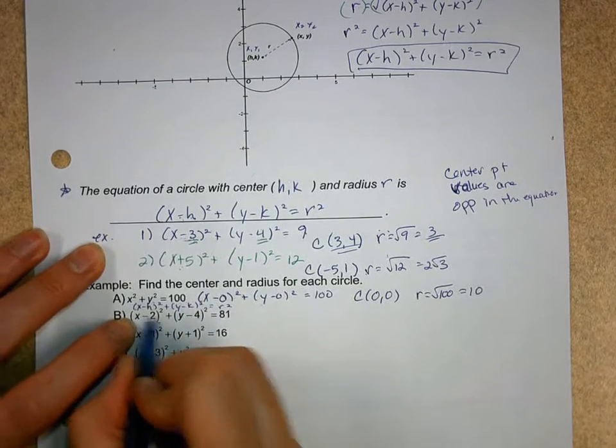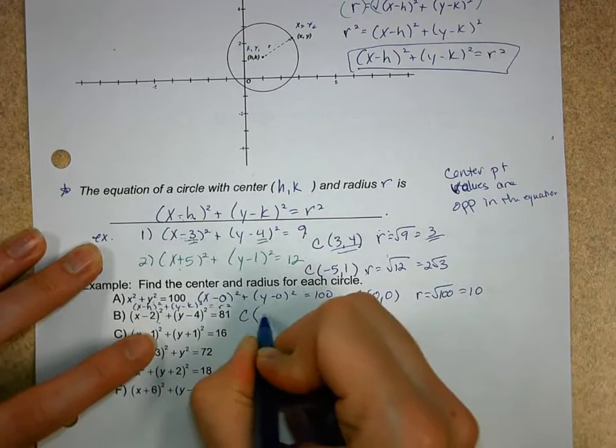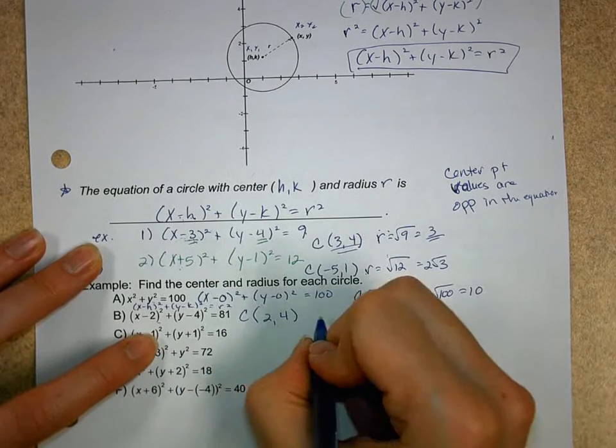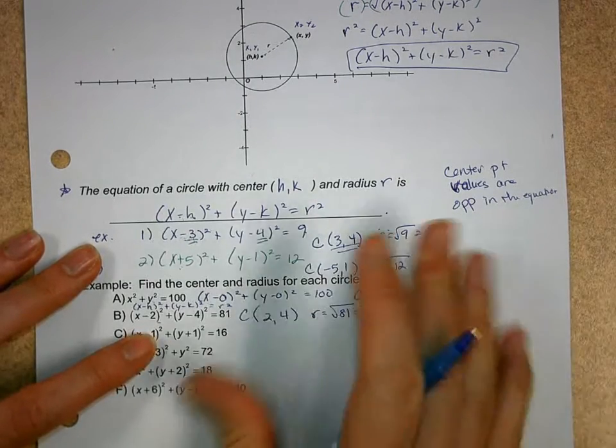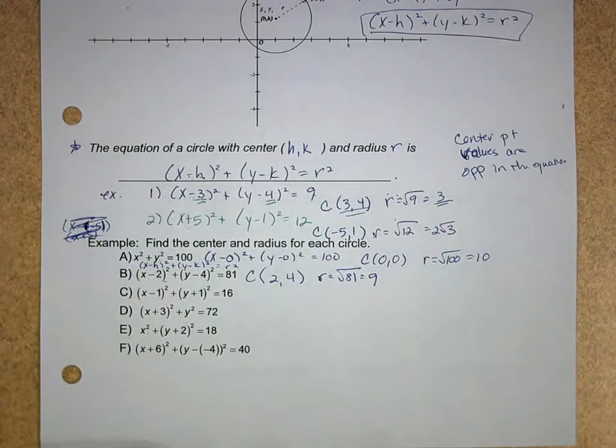So these come out the opposites. So my center is going to be (2, 4), and my radius is the square root of 81, which is 9. Notice your radius is not going to be a negative value, so it's going to be positive.